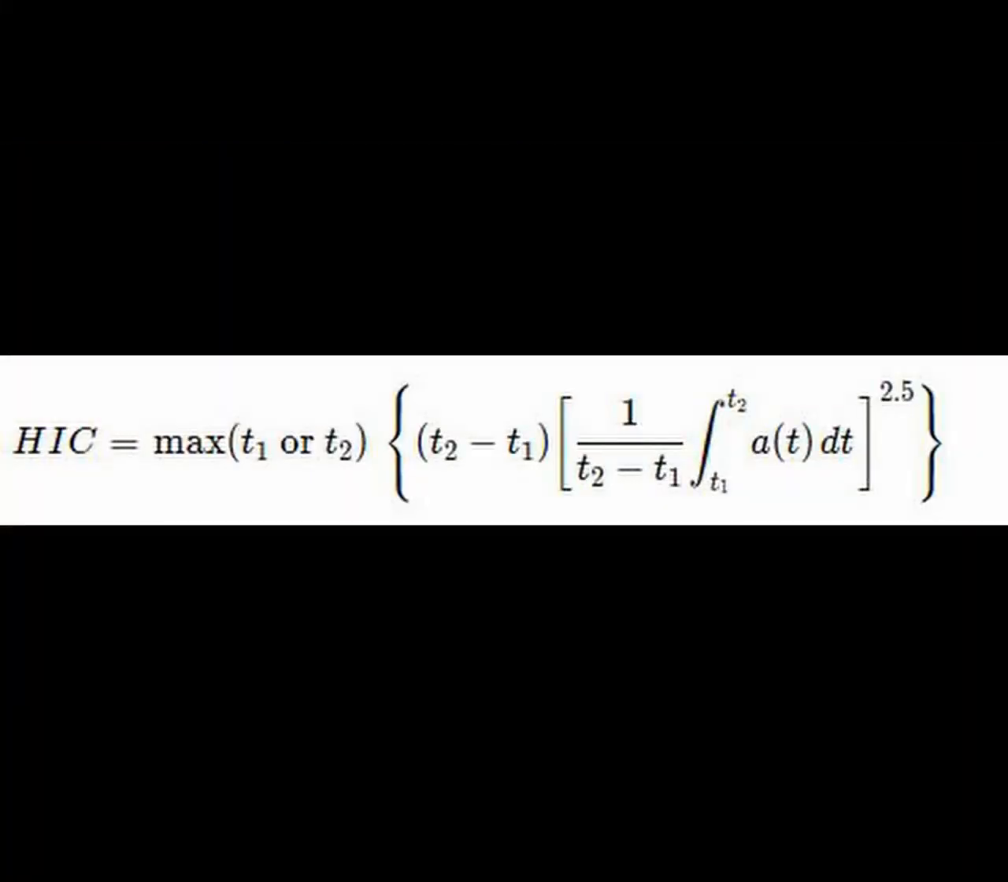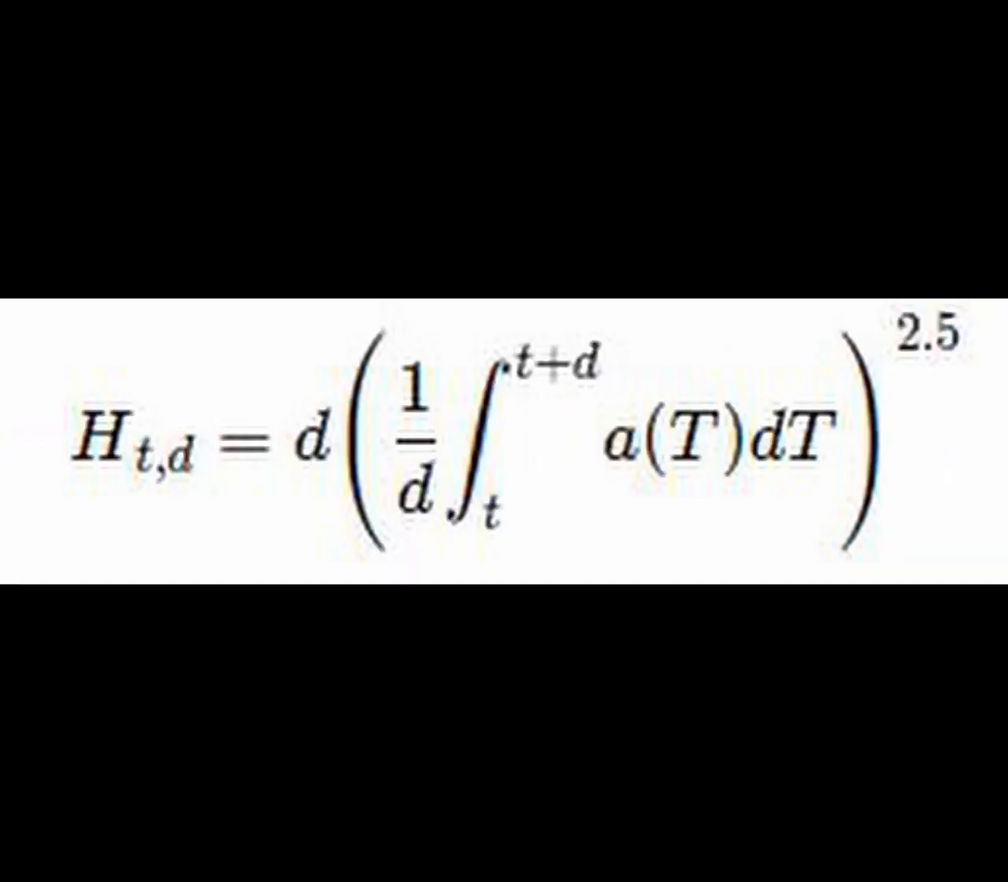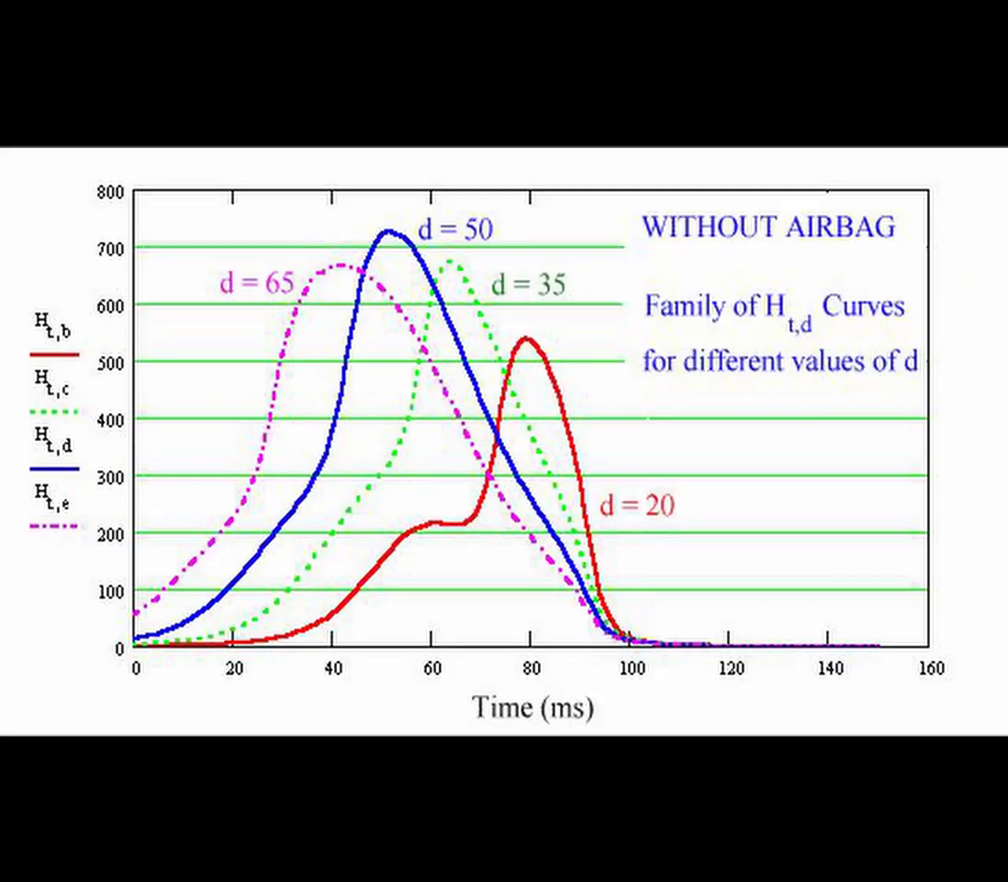This value is then raised to the power of 2.5, which is the index chosen for the head based on experiments. This number is then multiplied by the change in the x-axis to get a value on the h of t curve. The HIC is the maximum value out of the family of all the h of t functions, which can be derived from the varying delta t's and the original acceleration function.